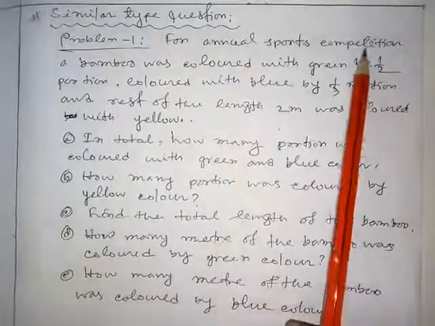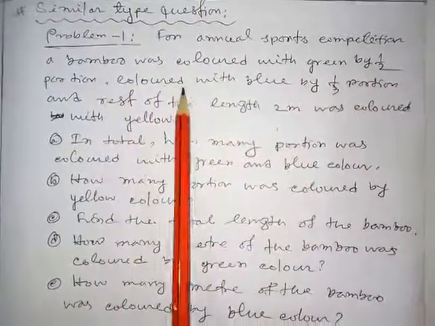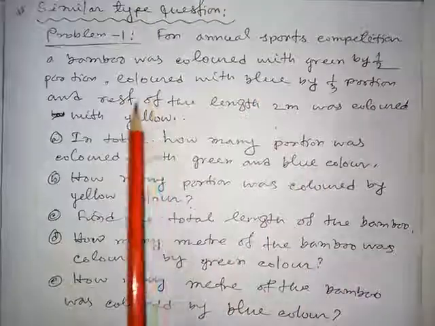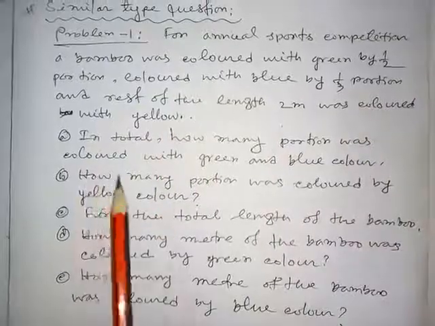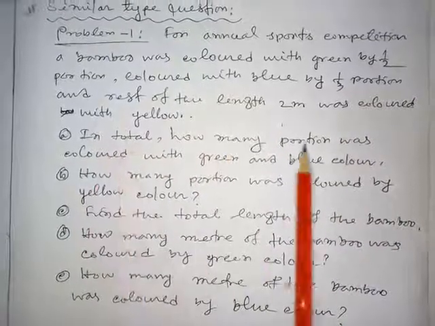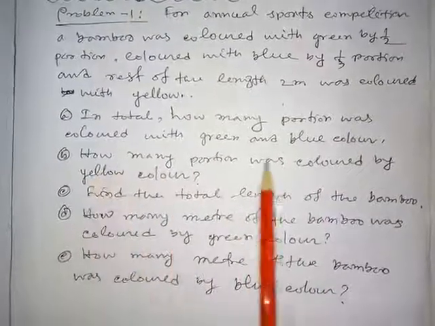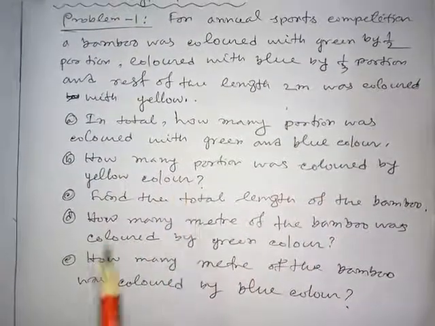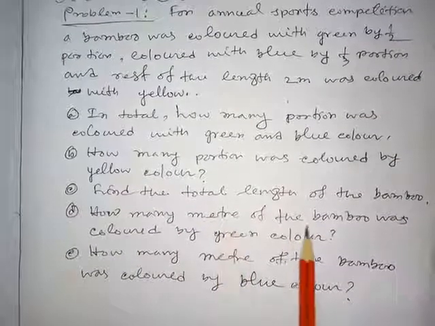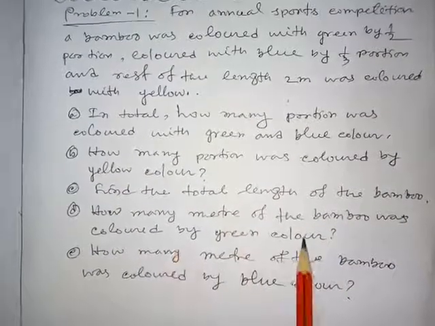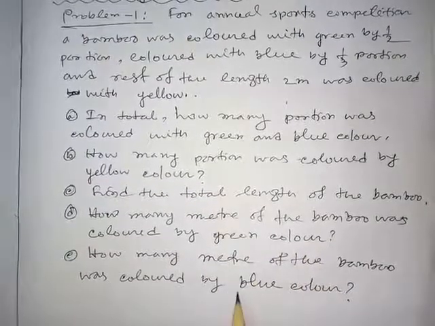For an annual sports competition, a bamboo was colored green by half portion, colored blue by 1/3 portion, and the rest of the length, 2 meters, was colored yellow. First question. A. In total, how much portion was colored with green and blue color? B. How much portion was colored yellow? C. Find the total length of the bamboo. D. How many meters of the bamboo were colored green? E. How many meters of the bamboo were colored blue?